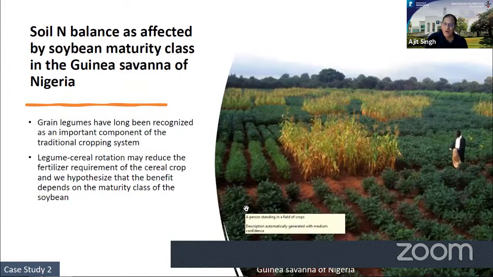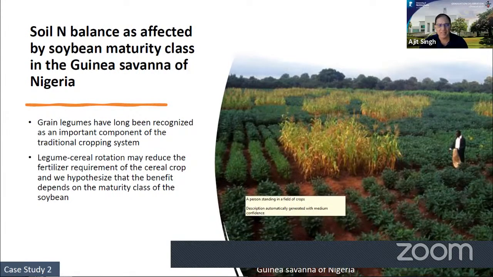So that's one case study. Another one is something that I worked on while in Nigeria. This is soil N balance as affected by soybean maturity class. This is a rotation system. We have soybean, you see soybean on the screen here, and maize. We grow this for 1 year, and in the following year, we plant maize in all the plots here. So it's a soybean-maize rotation.